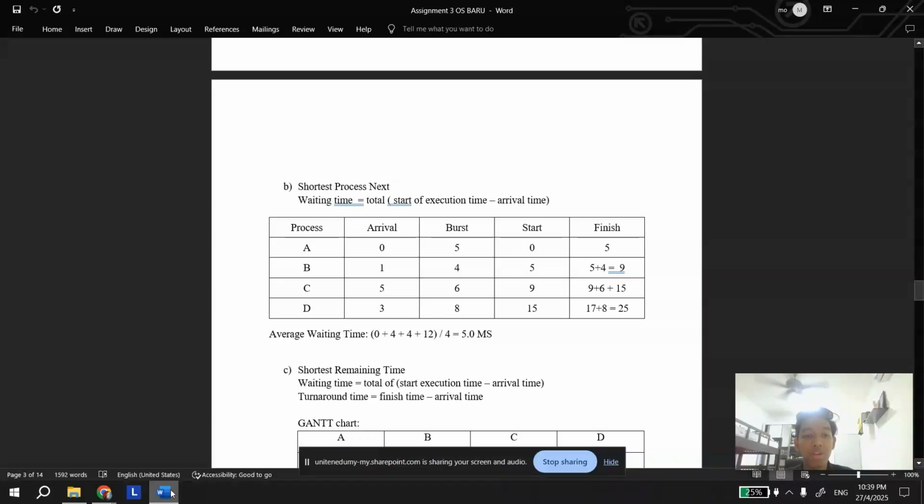Next for question B, shortest process next scheduling, my process is still process D. In SPN, the process with the shortest service time is selected next from the ready queue. Process D arrives at time 5 with a service time of 6 units. After processes A and B are completed, process D is selected because it has a shorter service time compared to the others. Process D starts at time 9 and finishes at time 15. To calculate the waiting time for D, waiting time equals start time minus arrival time, which is 9 minus 5, equal to 4 units. So for SPN, the waiting time for process D is 4 units.